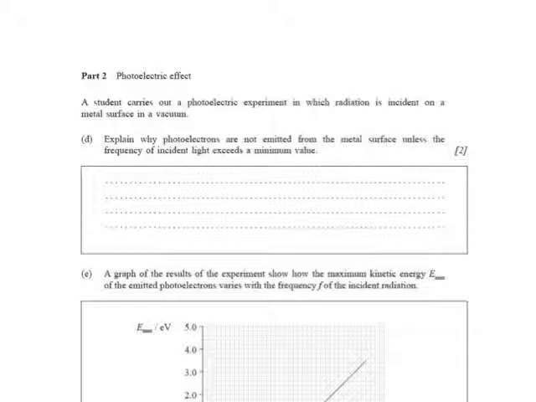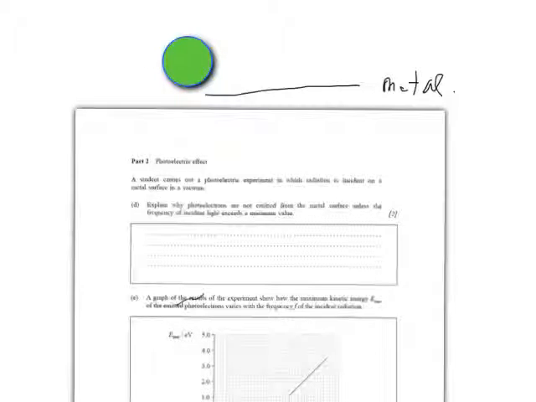So now the photoelectric effect. A student carries out a photoelectric experiment in which radiation is incident on a metal surface in a vacuum. So what's actually going on here? Let's have a look. A photon of energy arrives on the metal surface and enables the electrons to escape. That photon has an amount of energy equal to h, Planck's constant, times the frequency of the incident light. So the energy arriving is equal to hf.